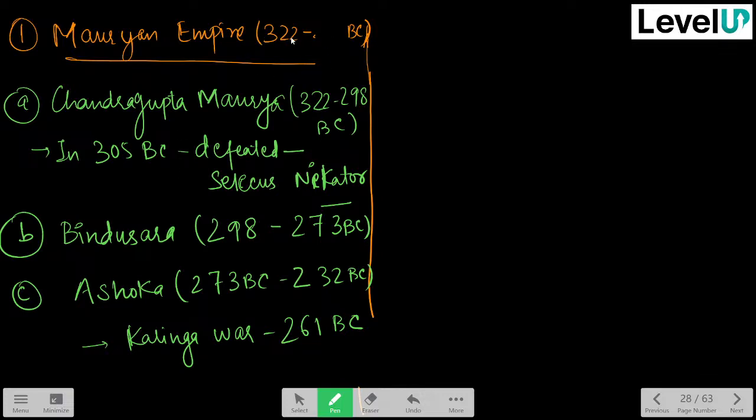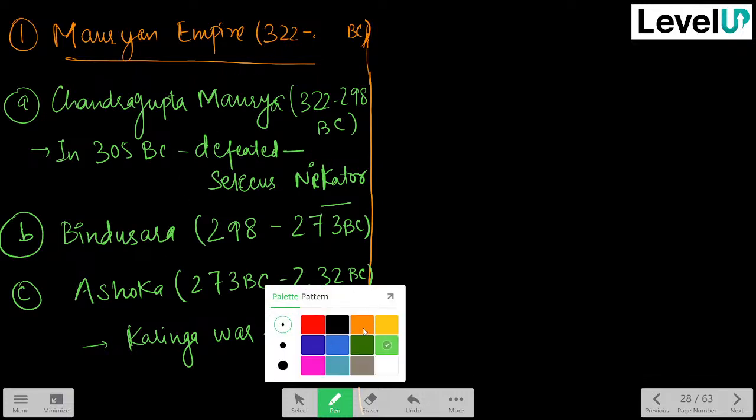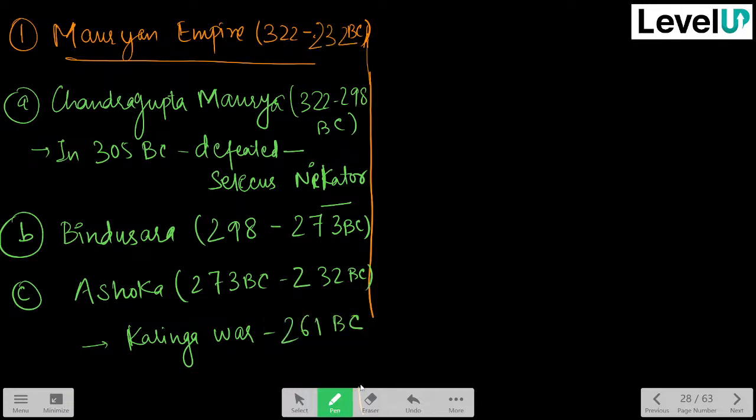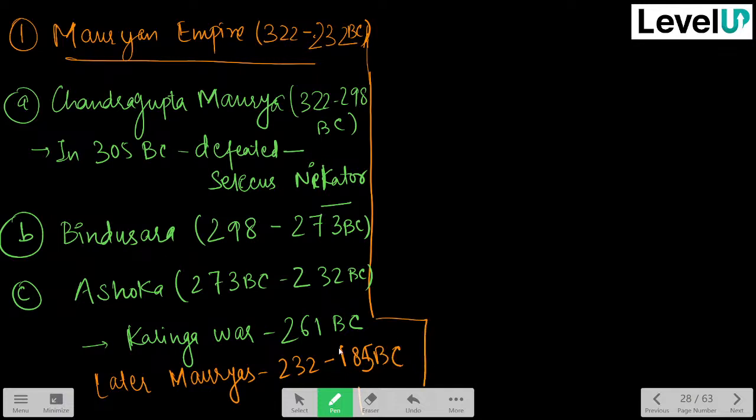So the Mauryan Empire was from 322 to 232 BC. After that, it was the later Mauryas, who were weaker rulers. They ruled from 232 to 185 BC. Okay. Next.